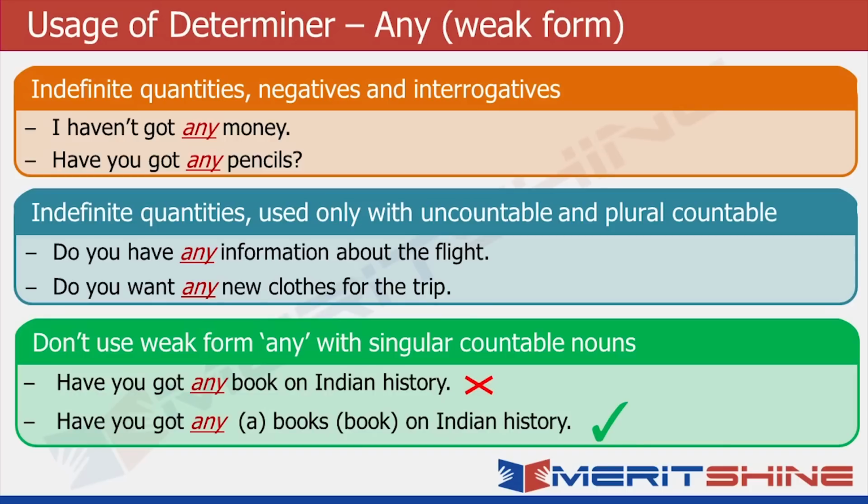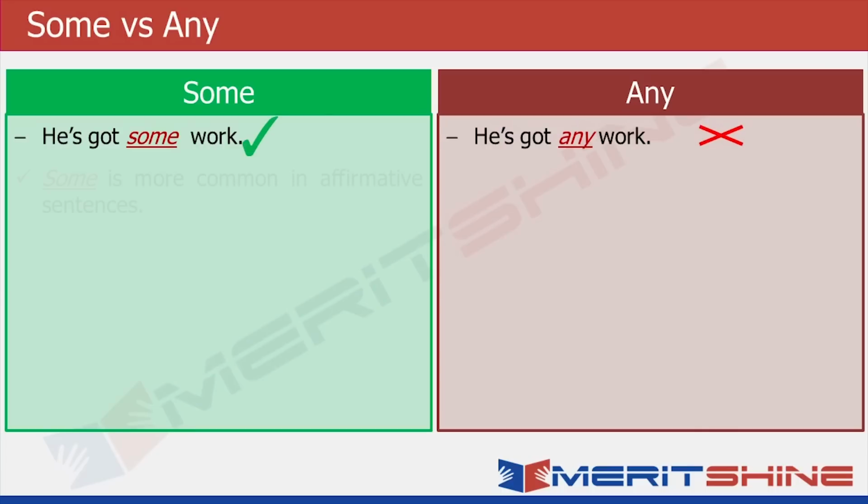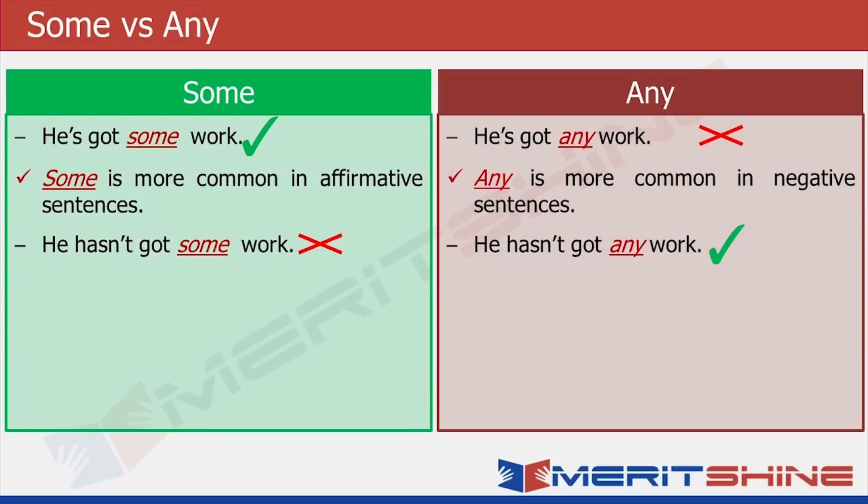Let us see the difference between some and any with the help of these sentences. He has got some work. He has got any work. Here, some is more common in affirmative sentences. So the correct sentence would be, he has got some work. He hasn't got any work. He hasn't got some work. Any is more common in negative sentences. So the correct sentence would be, he hasn't got any work.